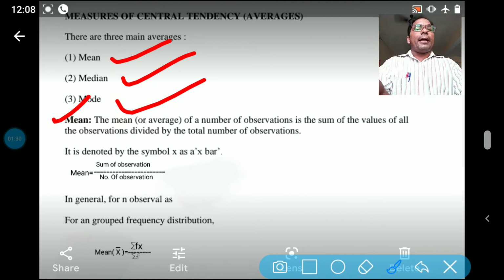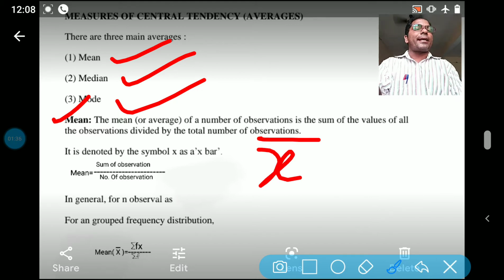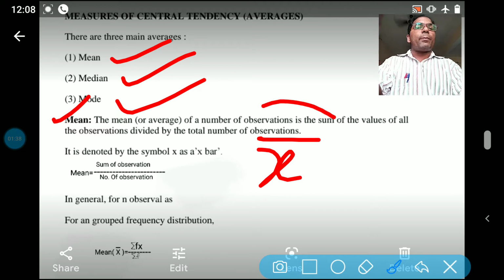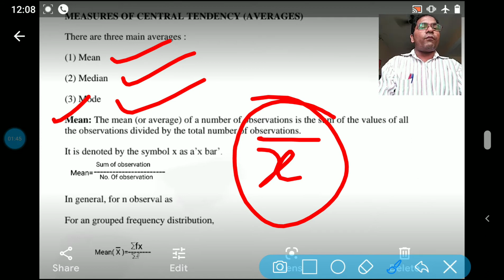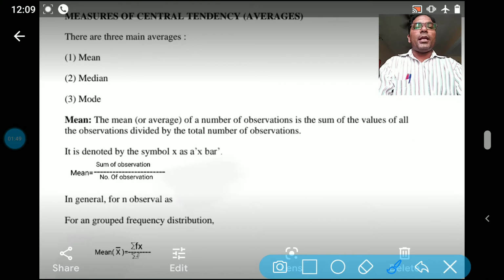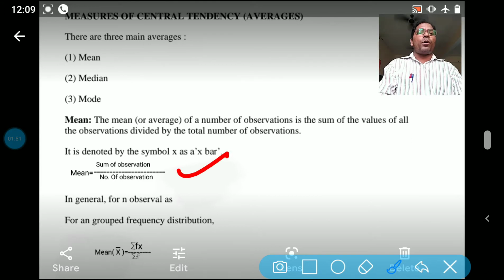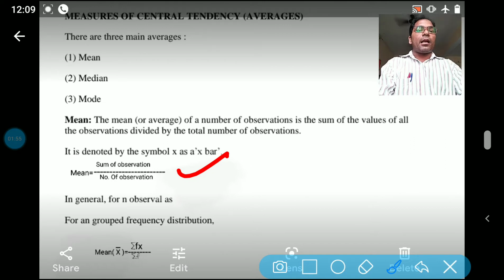We can denote the mean by x bar. So the mean is represented by the letter x bar. Here the formula to find the mean is given: mean equals sum of the observations upon number of observations. This formula is known as the general formula.